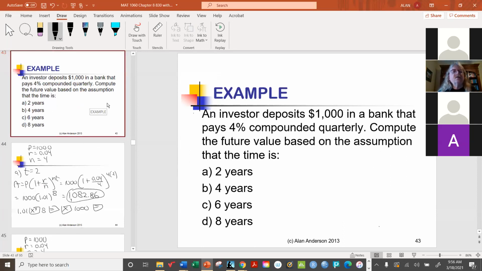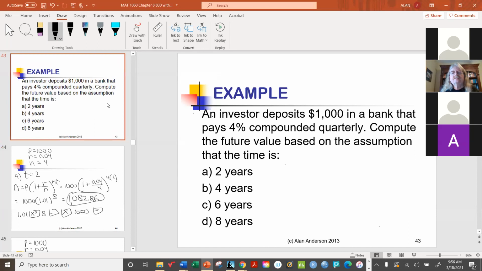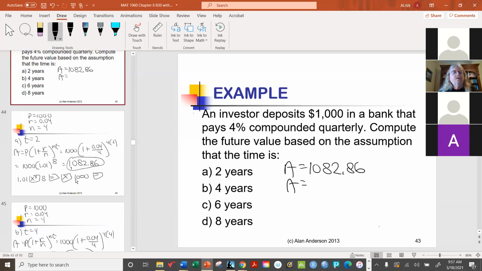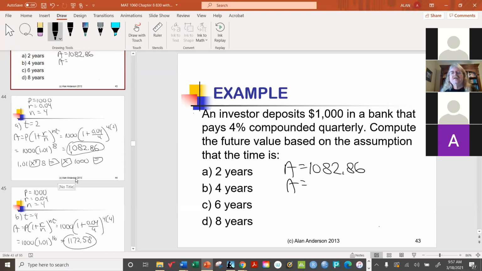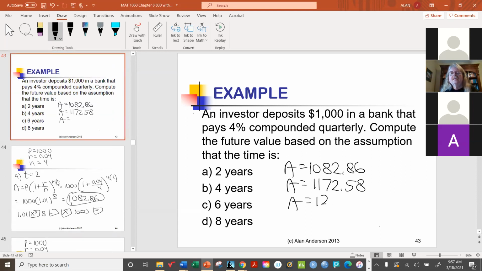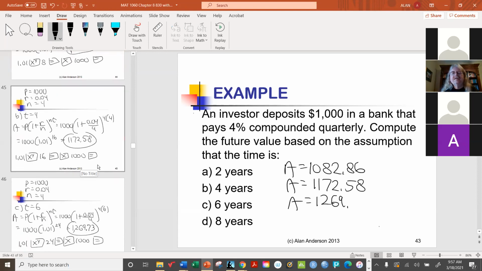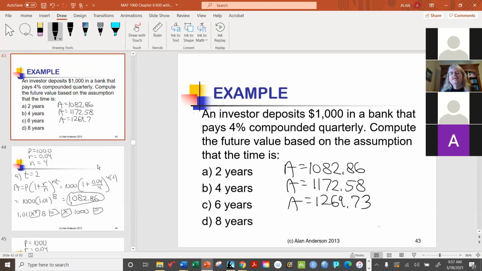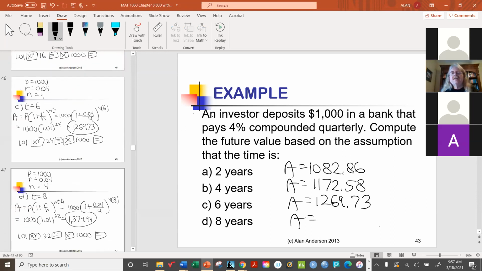So the first one was 1082.86. The second one was 1172.58. In the third case, 1269.73. And the one we just did was 1374.94.